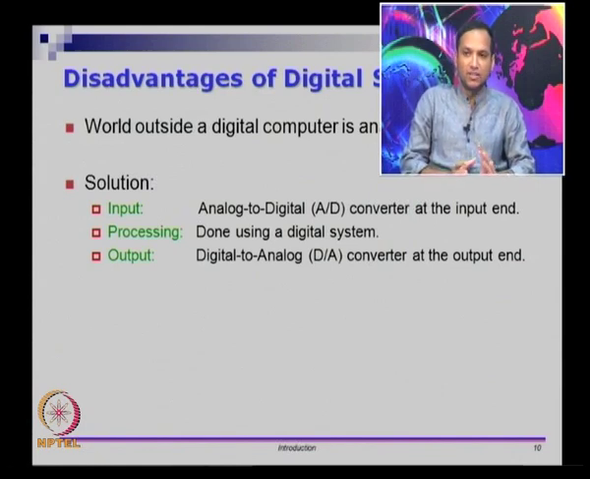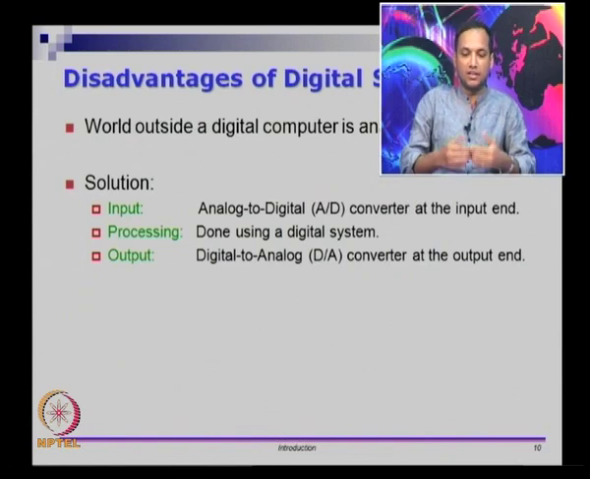So one way to deal with this problem is to design inputs which will convert the analog input signal into a digital signal, then process the whole thing digitally, and when you produce output you convert the digital signal back into an analog signal. So this is a very nice and interesting way to look at real world things.